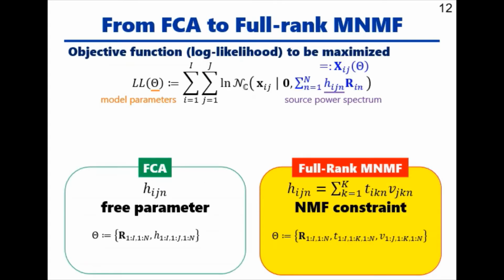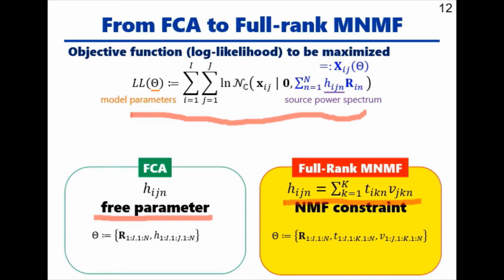The key to extending FCA to full-rank MNMF is to incorporate NMF as a source model in very much the same manner as before. In both methods, the log likelihood to be maximized is given by this equation. The difference between these methods lies in how H is parameterized. In FCA, it is a free parameter, whereas in full-rank MNMF, it is parameterized by NMF, as shown here.